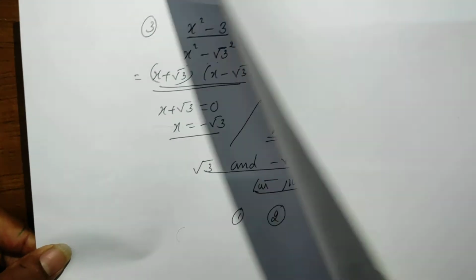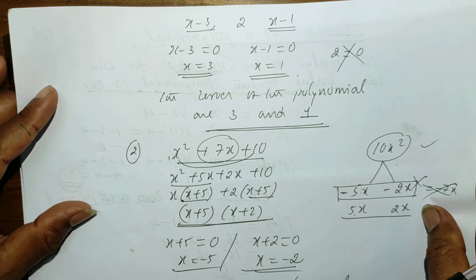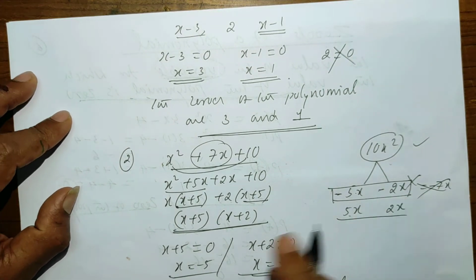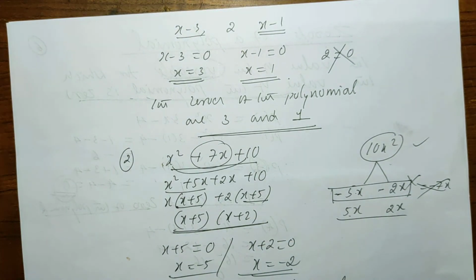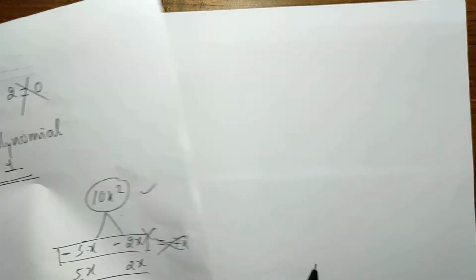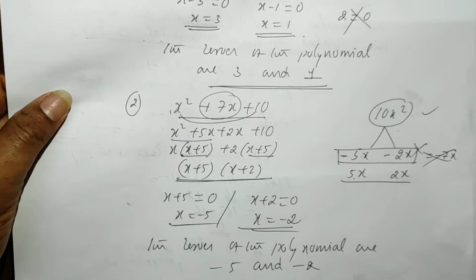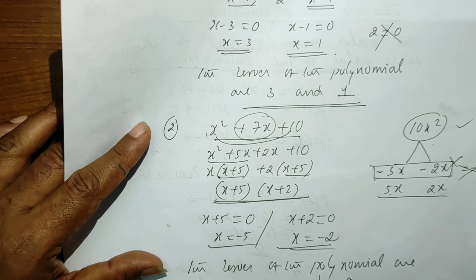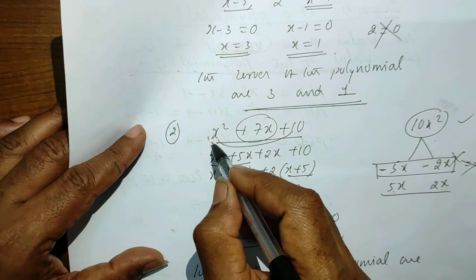One more thing I have forgotten to tell you. See, after finding the zeros, here, because we have to study the relation between the zeros and the coefficients, is it not? Here, in this example, let me take the zeros of the polynomial and the coefficients.